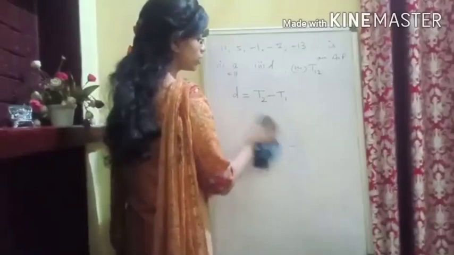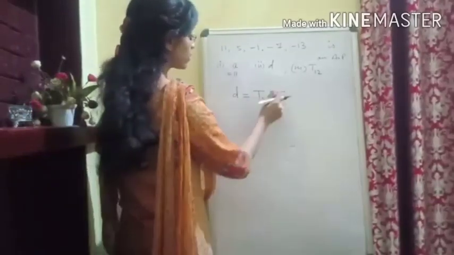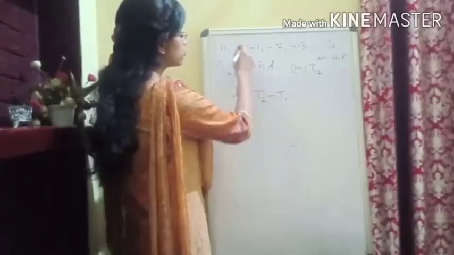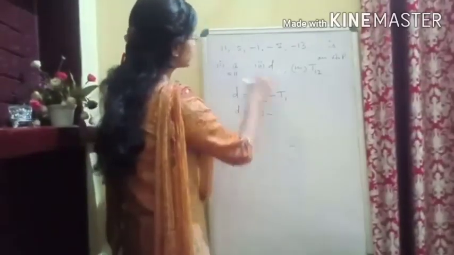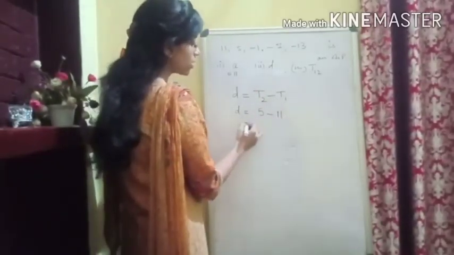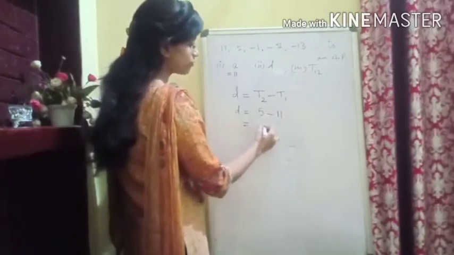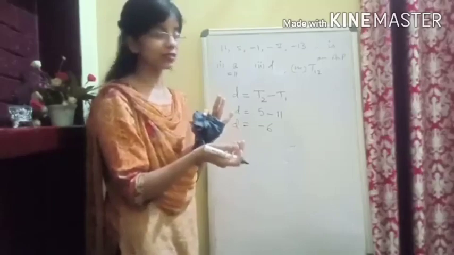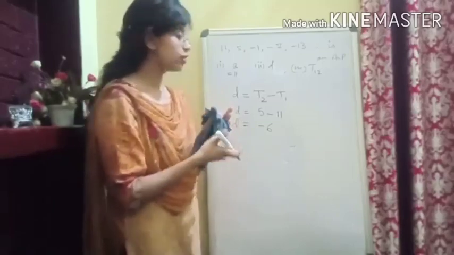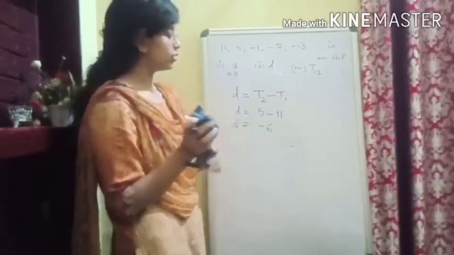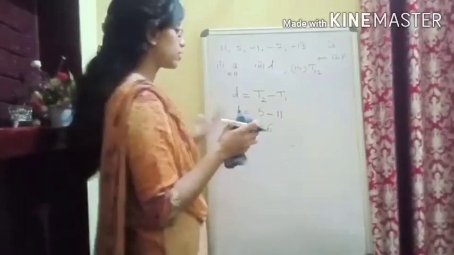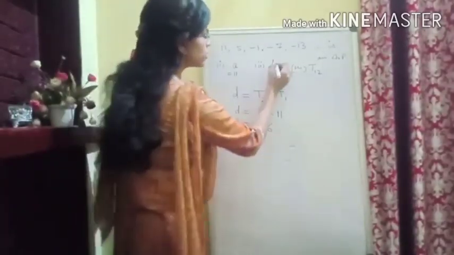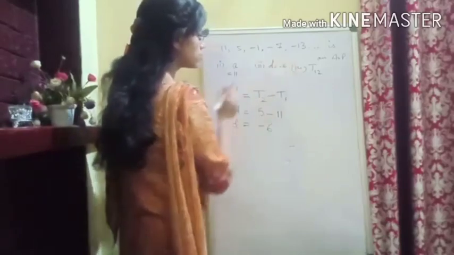So I am going to take T2 minus T1. Whatever number you take, it will come the same. T2 is 5 minus T1 is 11. When you subtract, this will give you minus 6. That means the common difference could be negative as well. It could be a fraction. So there is no need to worry. It could be plus, minus, fraction, whatever. So here the value of D is minus 6.